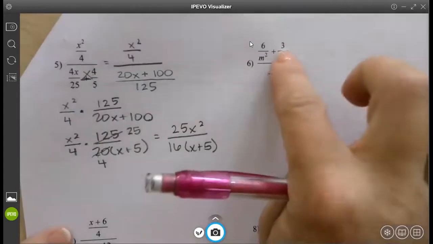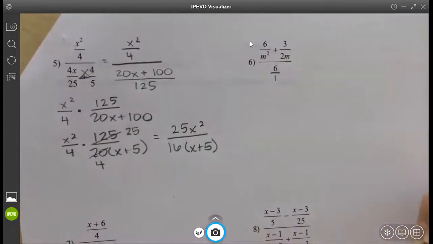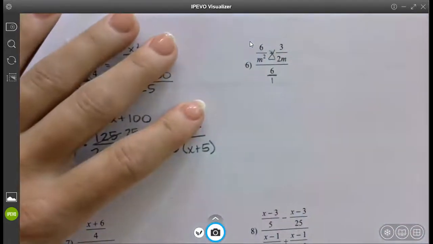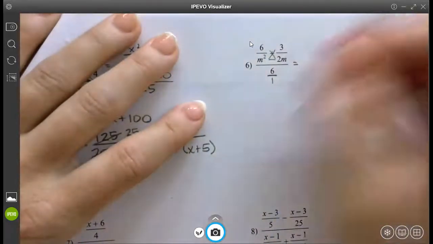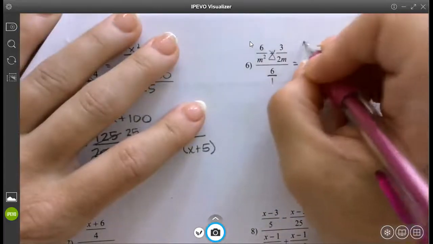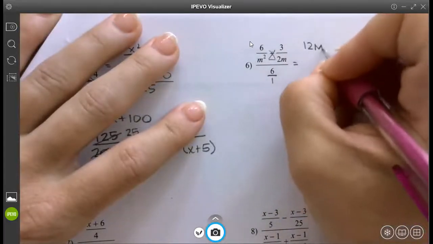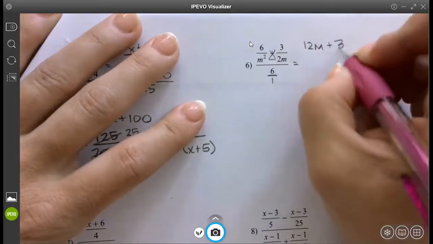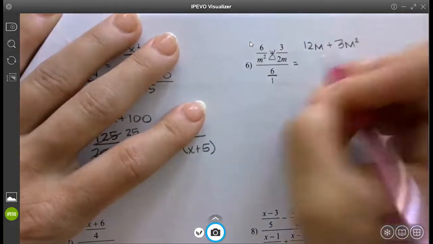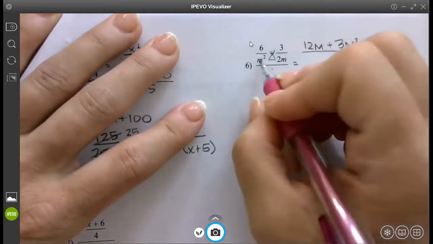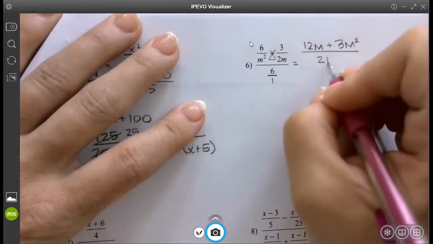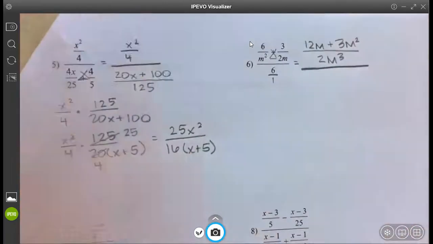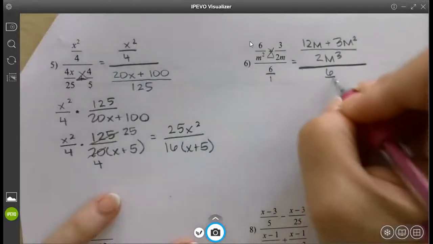We need one fraction on top and one on the bottom. So we got to put the top together. Okay, so we do that by cross multiplying. So we do 6 times 2m is 12m. M squared times 3, it's a plus between, so 3m squared. On the bottom, we squish them together. M squared times 2m is 2m cubed. And then we have that 6 over 1.